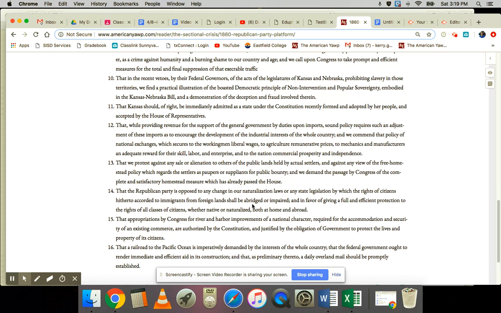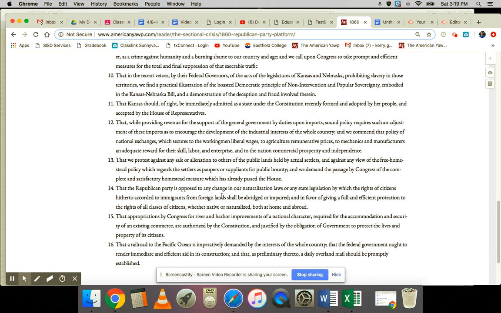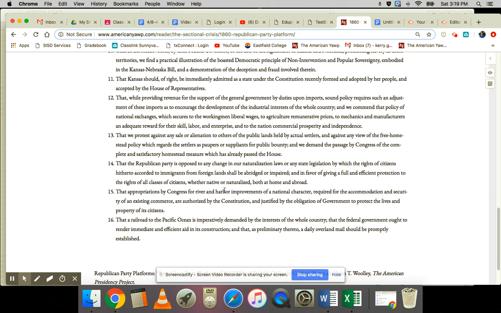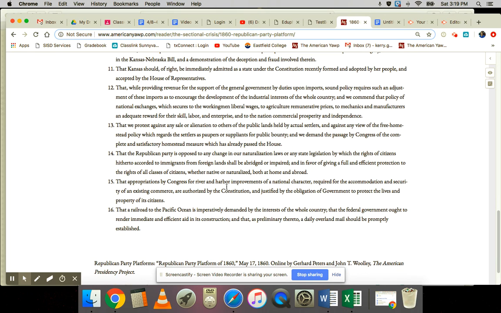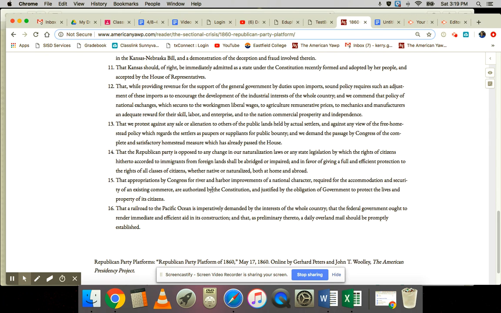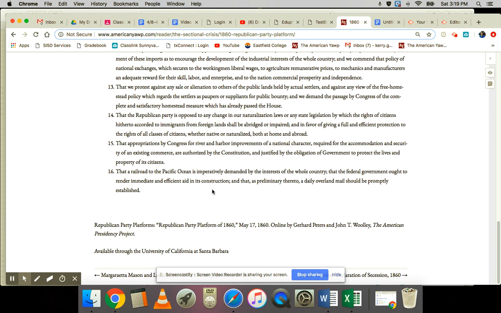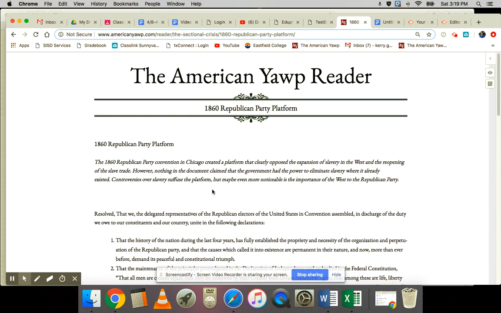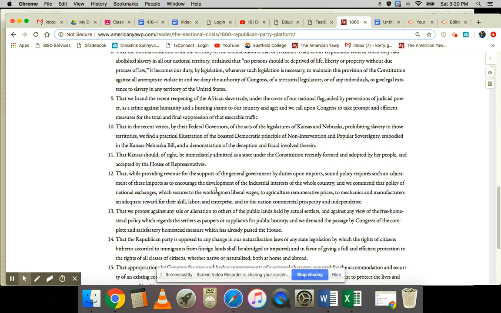It's kind of nativist, right? Not nativist, I'm sorry, basically it's pro-immigration, right? They oppose any change in our naturalization laws, and they advocate for an international railroad. So this Republican Party platform lays down what the Republican Party is all about.